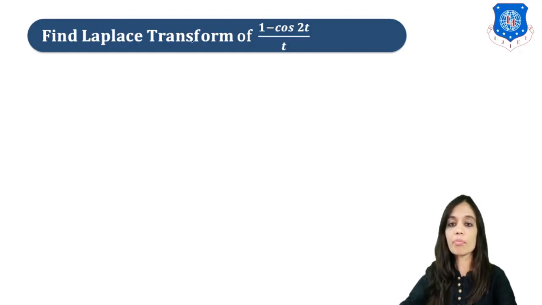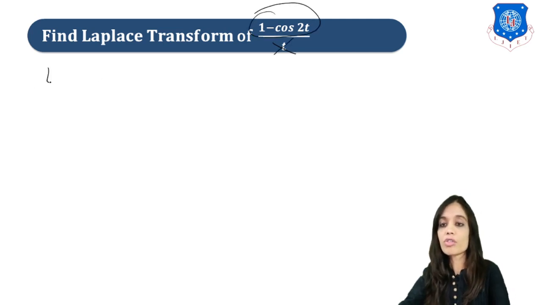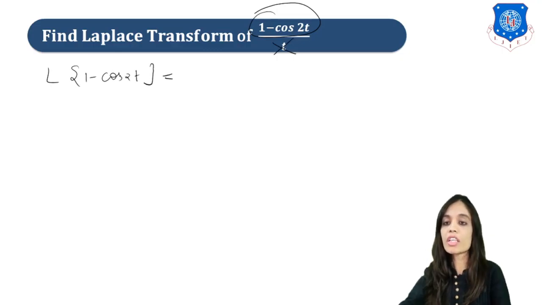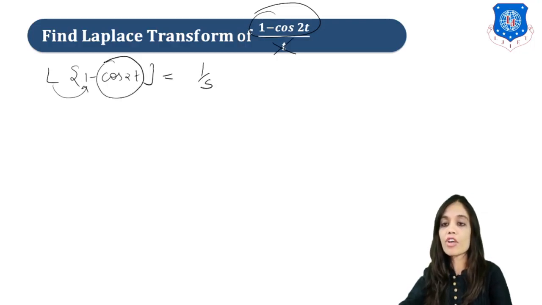So we have to find Laplace transform of 1 minus cos 2t upon t. So whatever is in division or multiplication, you have to firstly ignore that and find the Laplace of this term. So Laplace of 1 minus cos 2t. Just use the linearity property and put the formulas of Laplace of 1. So that will be 1 upon s, and Laplace of cos 2t will be what? s upon s square plus 4. So this is your f of s. Done? So now let us bring this t.